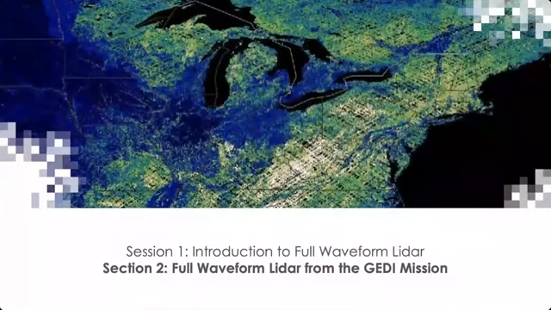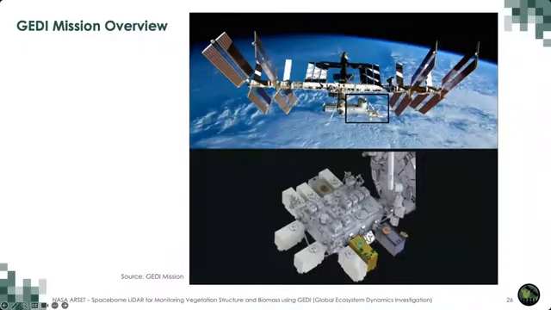Now we will move to section 2, which focuses on full waveform LiDAR from the GEDI mission. NASA's Global Ecosystem Dynamics Investigation, or GEDI, produces high-resolution full waveform LiDAR observations of the 3D structure of the Earth. GEDI is deployed on the Japanese Experiment Module Exposed Facility. The highlighted box shows the location of GEDI on this part of the International Space Station.